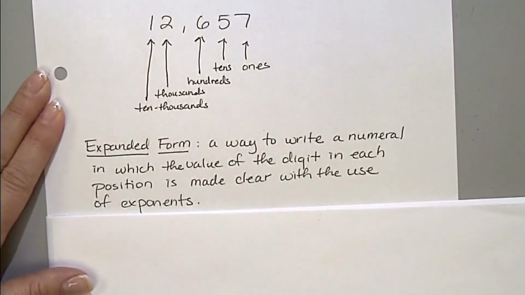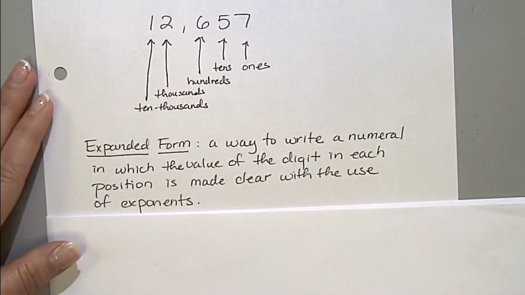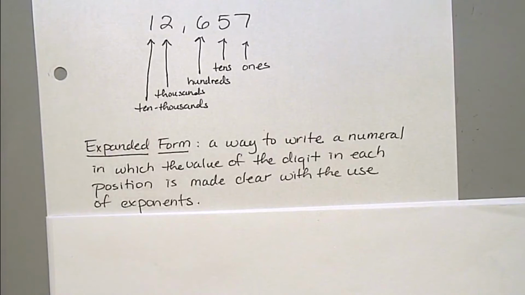And this is probably something you're not as used to doing. Expanded form is a way to write a numeral in which the value of the digit in each position is made clear with the use of exponents.